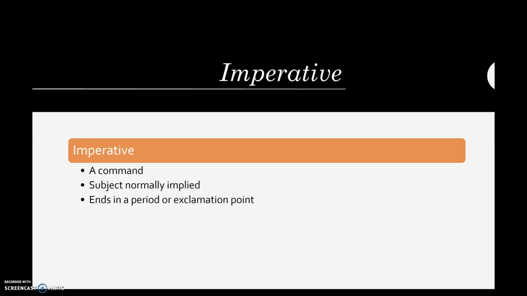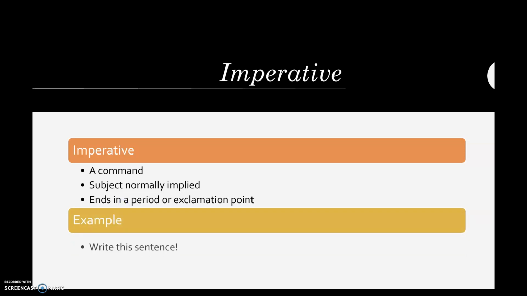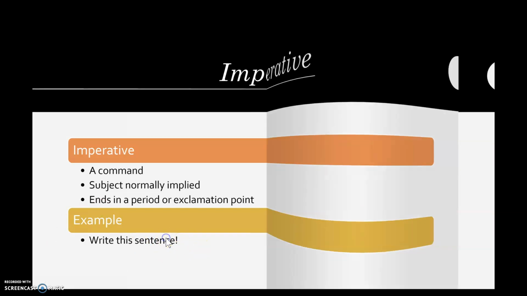It can end in either a period or an exclamation point, and you'll find that exclamation points are a different kind of sentence. The difference here is that typically the subject is you, and the word you is not going to be there. So for example, write this sentence. If we had the subject in there, it would be you write this sentence. But because it's a command, we omit the subject, the word you. And that makes it an imperative sentence, whether it ends in an exclamation point or in a period.